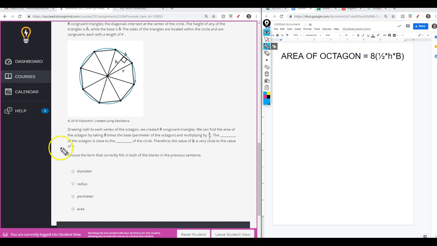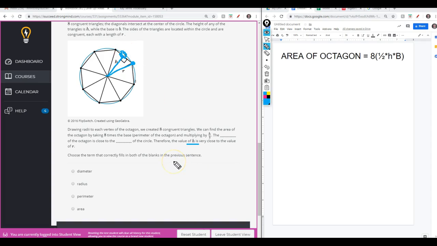So now it says the blank of the octagon is close to the blank of the circle. Therefore, the value of h is very close to the value of r. Okay, well, here's my context clue. The value of h is right here, our height. It's really close. It's just missing by this much right there. It's missing that gap from going clear to the edge of the circle by just a little bit.